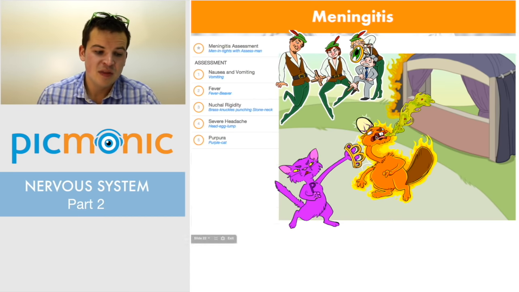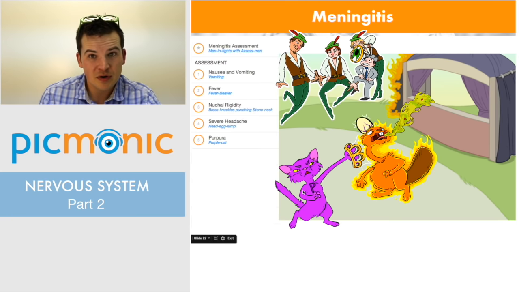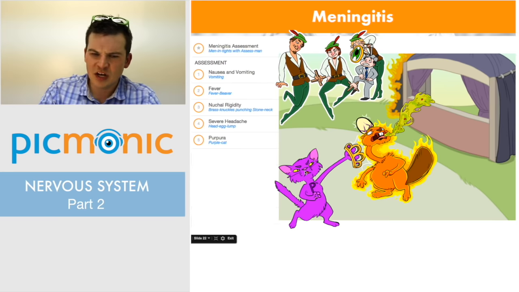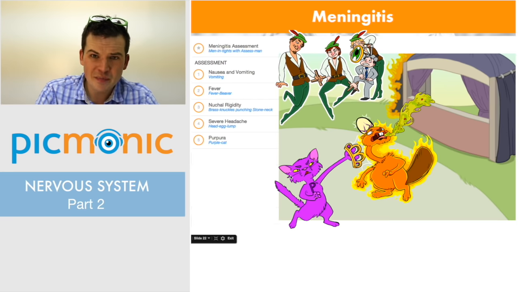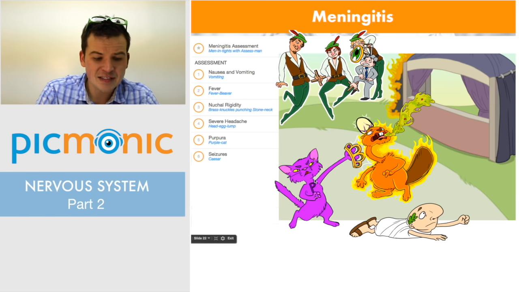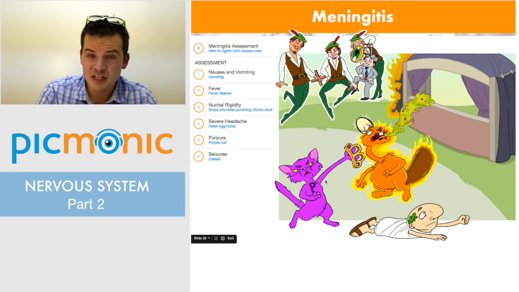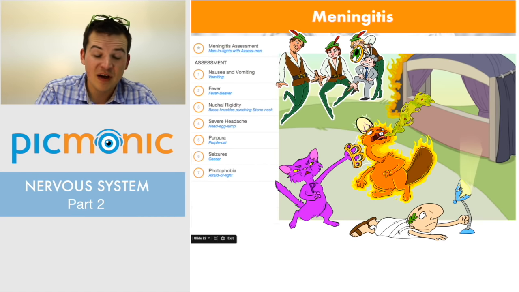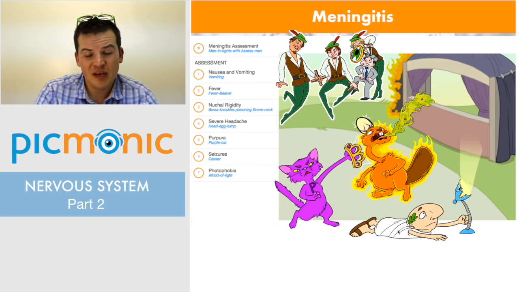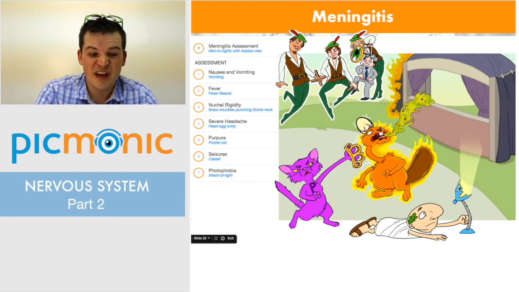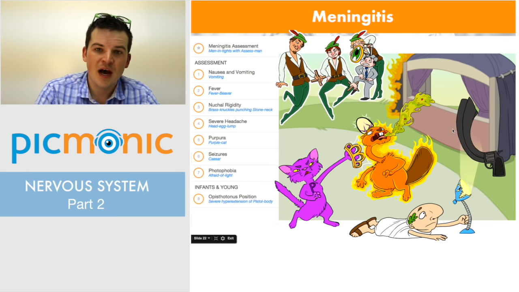The other thing you might find in these patients is purpura. Purpura is a skin discoloration that you may find, shown by our purple cat. A really common thing we find in increased intracranial pressure or meningitis as well is seizures, shown here as Caesar, because that's a really common finding. Another thing with meningitis, also because of this headache, you're going to find photophobia. You can remember this by the afraid of the light character here in adults.